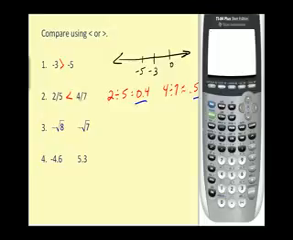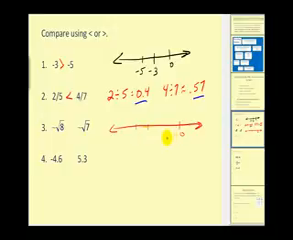So let's go ahead and use our calculator, and we'll type in negative square root 8, close the parentheses, and then we'll also find the decimal value of negative square root 7. So let's go ahead and just plot negative 2.8 and negative 2.6 on the number line. So the question really becomes, which would come first, negative 2.6 or negative 2.8? And it would be negative 2.8, negative 2.6.